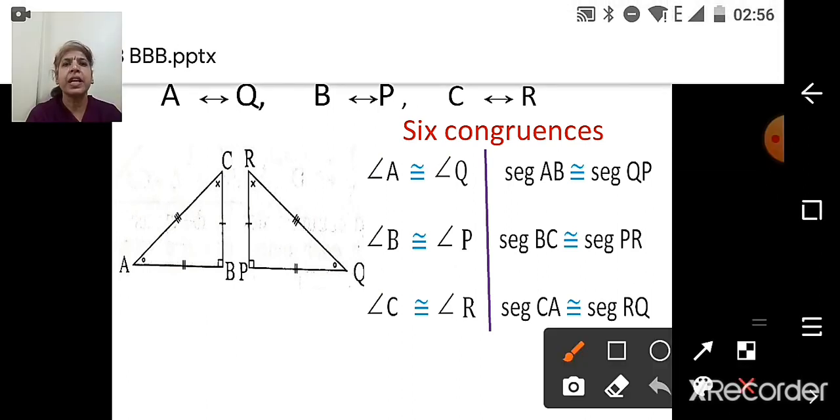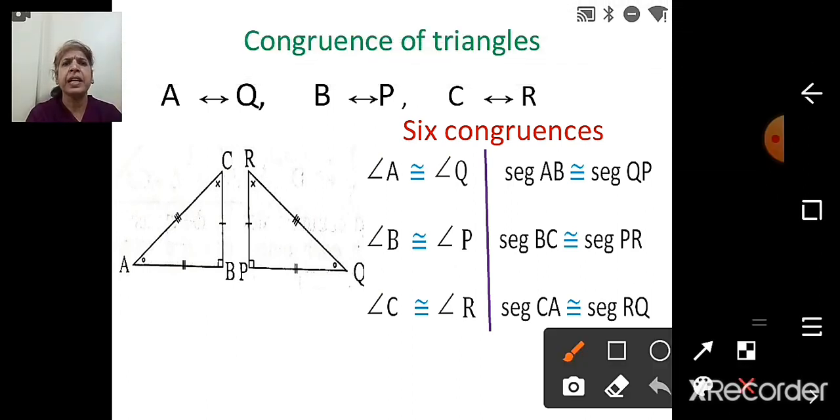Now look at these triangles, triangle ABC and triangle QPR. See, vertex A is corresponding with Q. Identical marking is also given. So A corresponds with Q, B with P, so B corresponds with P, and C corresponds with R. And we know that 6 corresponding parts are there.